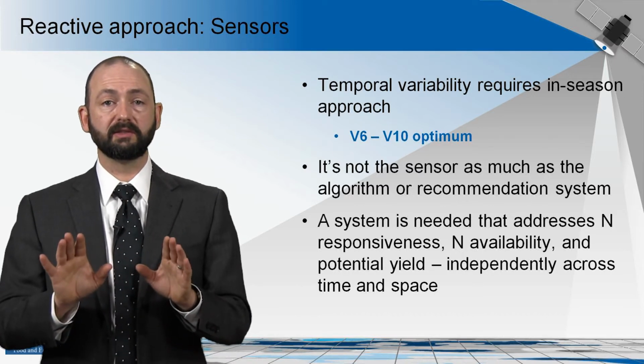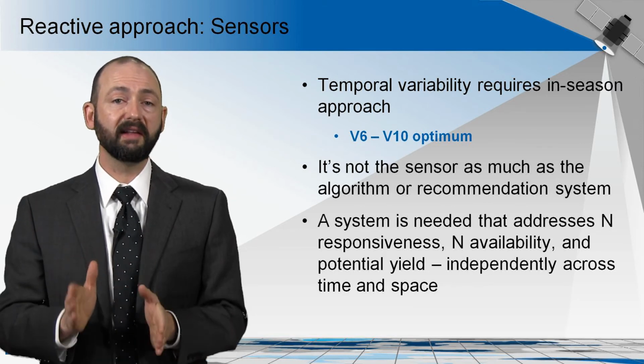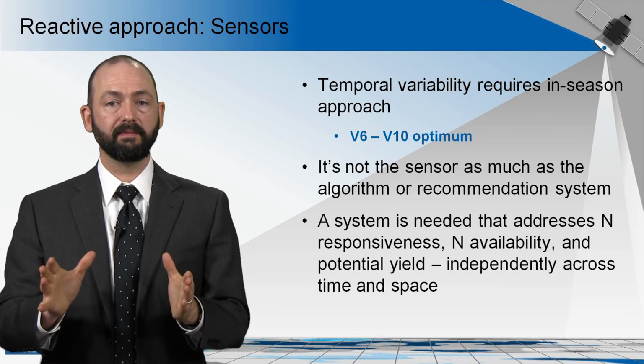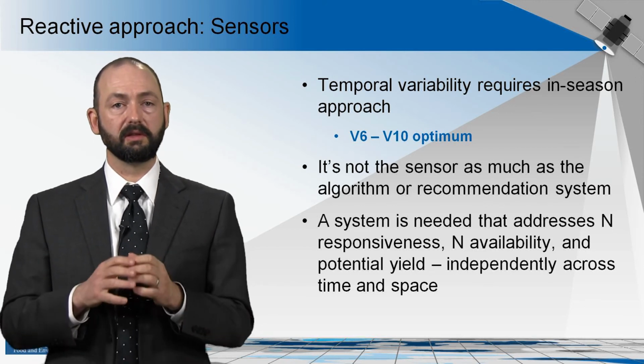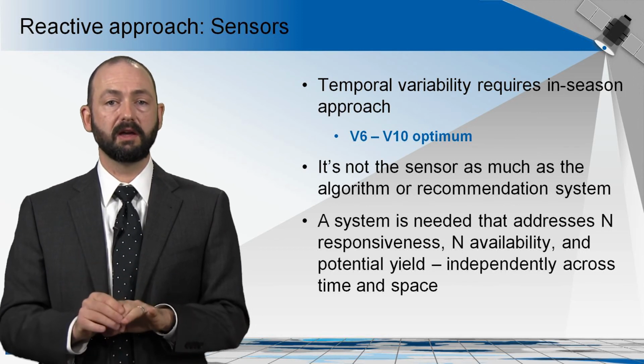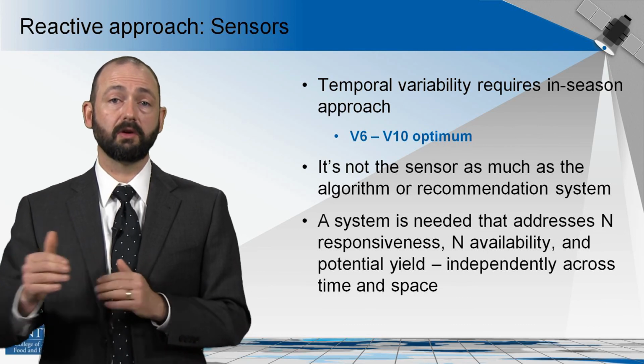The one thing about sensors is there's mainly 3 different sensors on the market right now, but it's not the sensor as much as the algorithm and the recommendation system behind it. You need a system that addresses this nitrogen requirement, which is made up of nitrogen responsiveness, nitrogen availability, and potential yield. And it should address them independently across space and time.